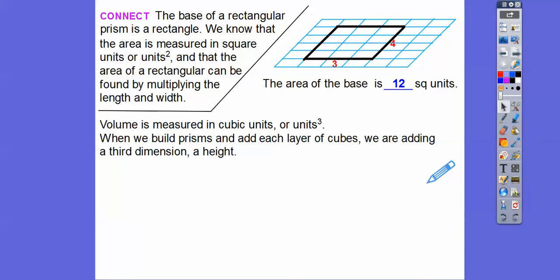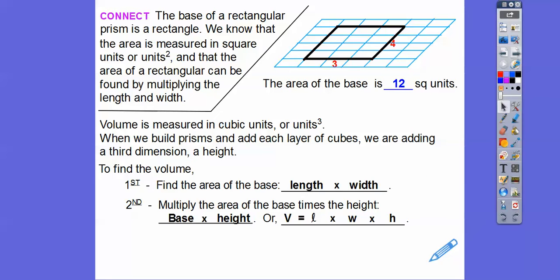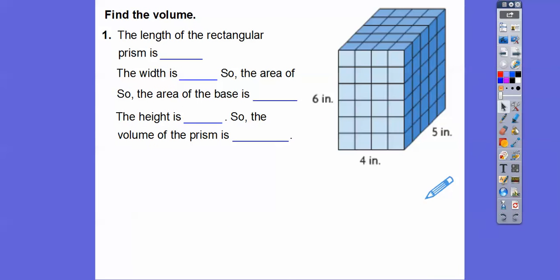When we build prisms, we add each layer of cubes. As it stacks up and stacks up, we're always adding a third dimension, which is a height right there. So to find the volume, you can find the area of the base like we did right here. The area of this base is 3 times 4. And then to find the volume, you take the area of the base, which in this case is 12 square units, and multiply it times whatever the height is. So it's going to be increasing up. It's always in cubic units.